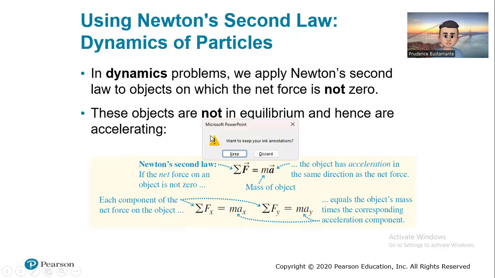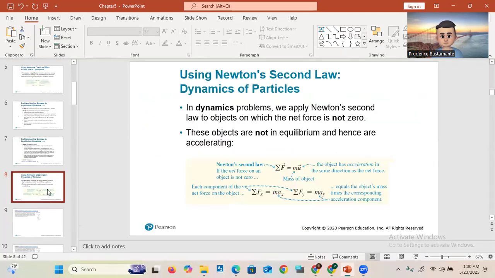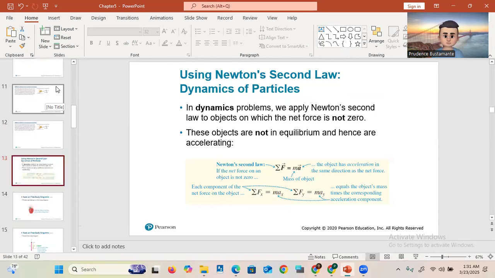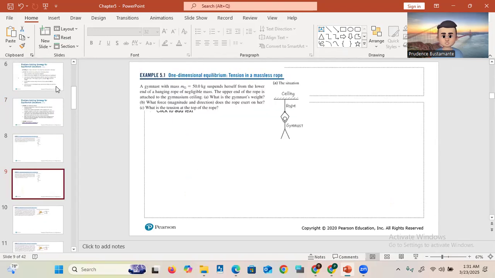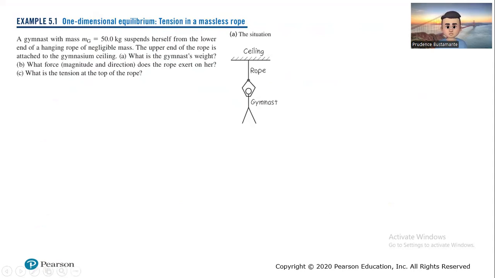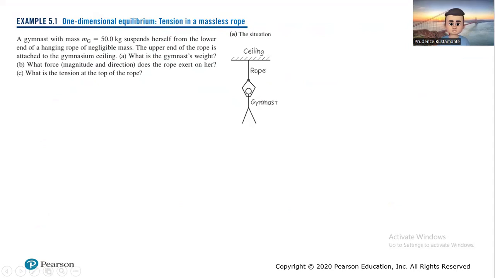Let me arrange this first. In your book, there are so many examples, but I cannot give them all to you. I cannot answer everything, so I will leave some of them to you as exercises. That's the concept of studying in college. You need to study on your own. You should not be dependent on your instructor.